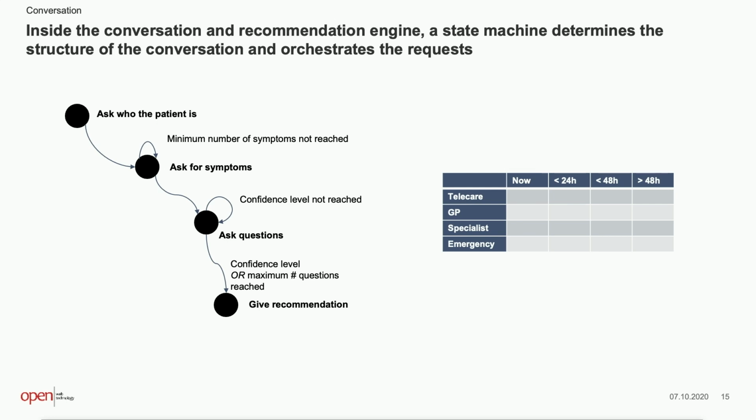So the recommendation is found here on the right side of the slide. You have the different points of care: is a teleconsultation enough for what you have, general practice, a specialist, or do you have to go straight away to the hospital? And in the columns, you find the time to treat. Is it something that can wait, or should you immediately go to the hospital? So these are the two outputs of the algorithm. And this is driven by this state machine that you find on the left, which has to decide if the algorithm is confident enough to give its recommendation.